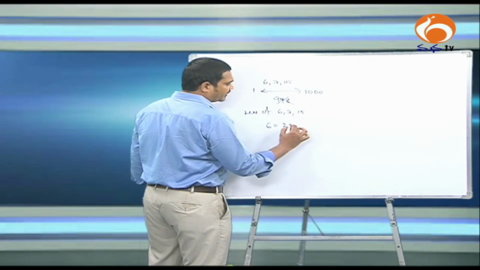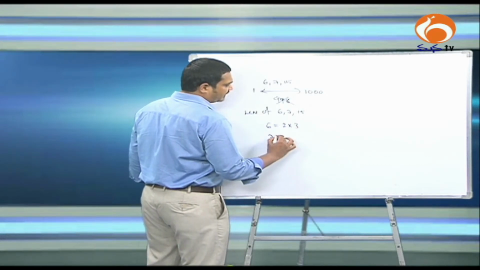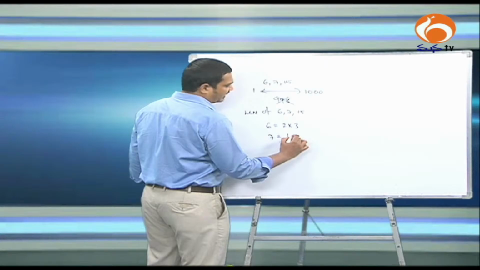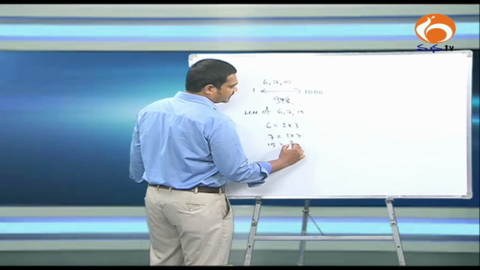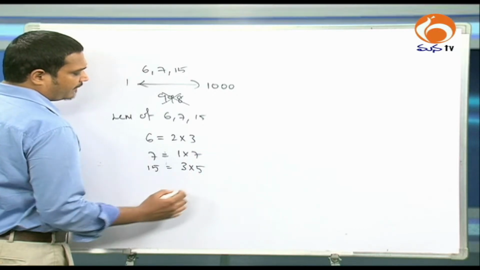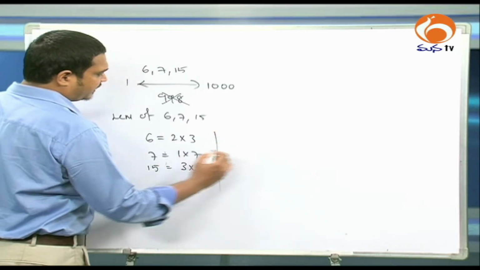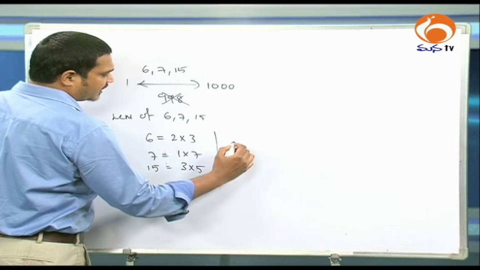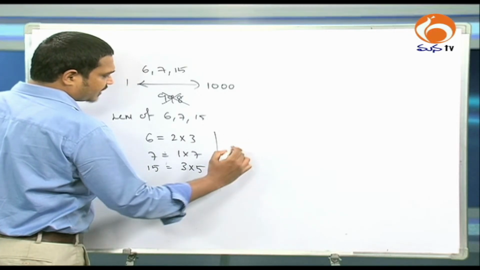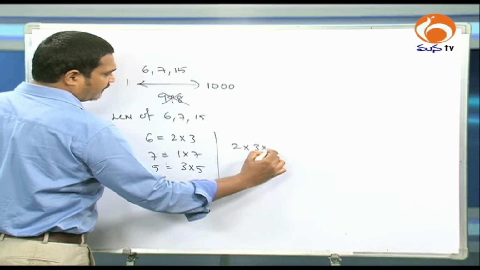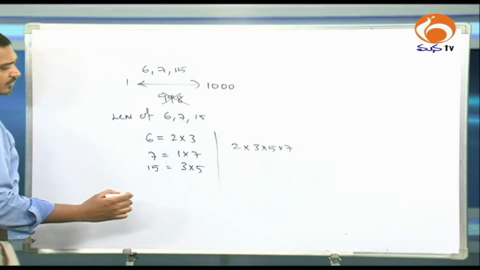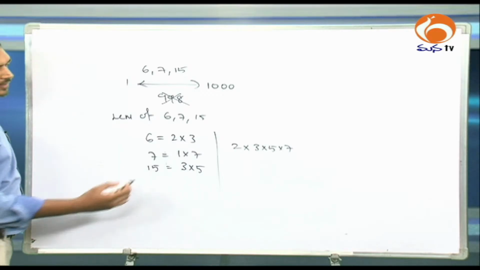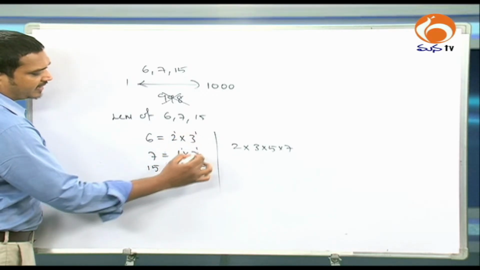So 6 can be written as 2 into 3, and 7 can be written as 1 into 7, nothing else. And then 15 can be written as 3 into 5. Am I right? So if you take the LCM from these, we have all the factors, which are nothing but 2, 3, 5, 7. Alright. Try to understand, all of them have power 1, there are no higher powers here.